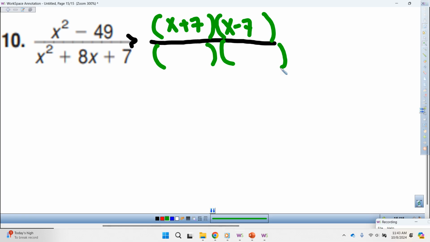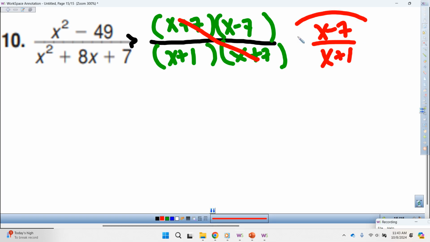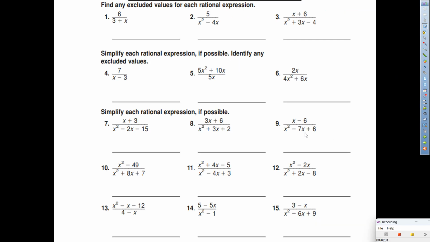Renzo. Factors for the denominator. x plus 1, x plus 7. Hands if you got that. All right. Giant ones. Renzo. x plus 7. And that leaves us with x minus 7 over x plus 1. That is correct. Send me that, please. Not bad, not bad.